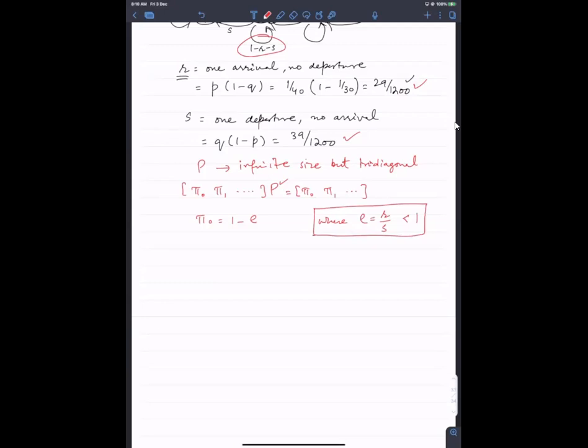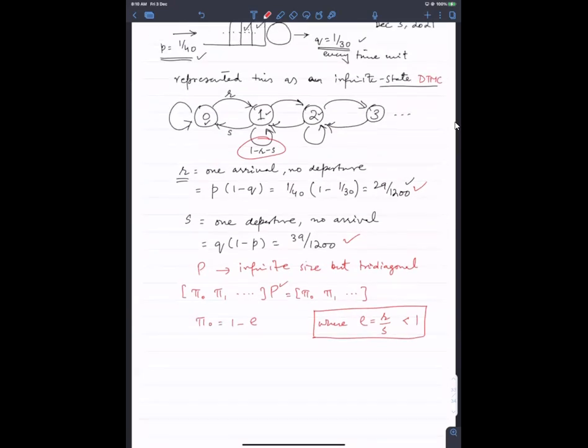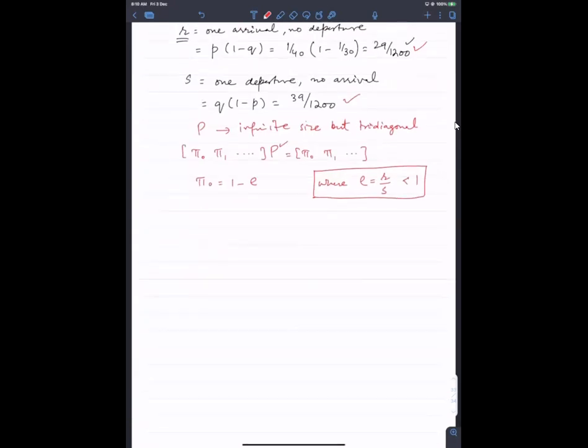If R over S is greater than 1, you are increasing the size of the queue. Your arrival rate is faster than the departure rate. So that means this would be a queue whose size will increase indefinitely.